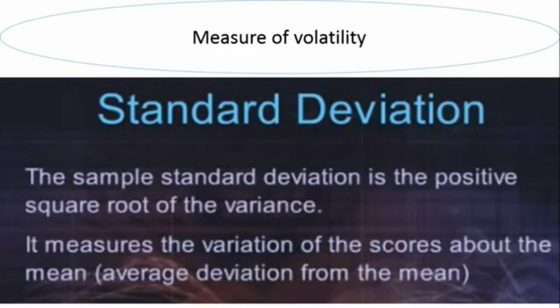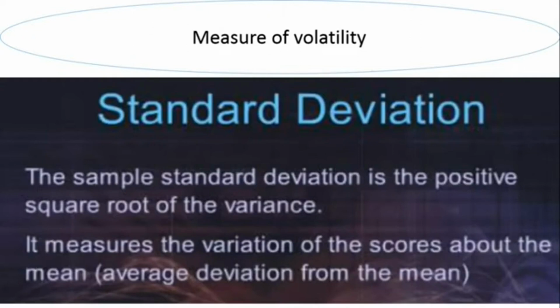It means the variation of the scores about the mean, which means the average deviation from the mean. So that's the statistical interpretation of standard deviation, and the calculation is given on your screen as the square root of the variance that we have just defined earlier.